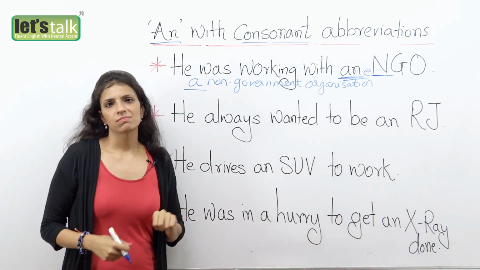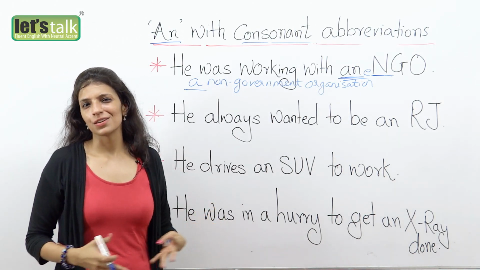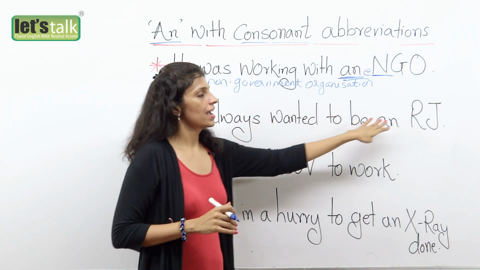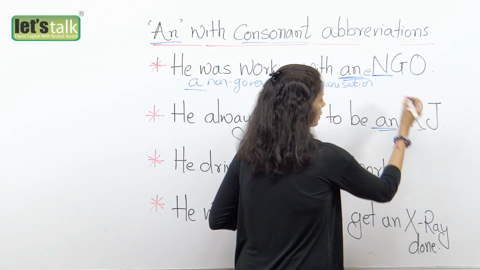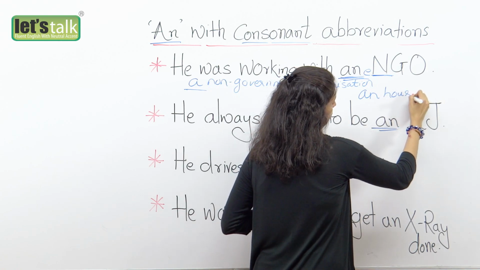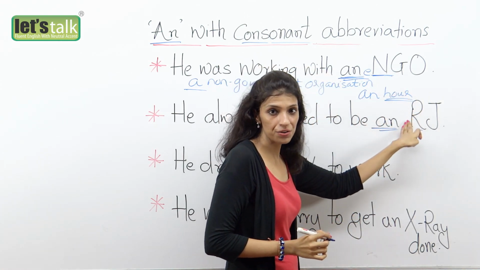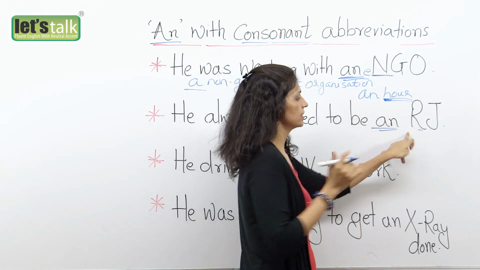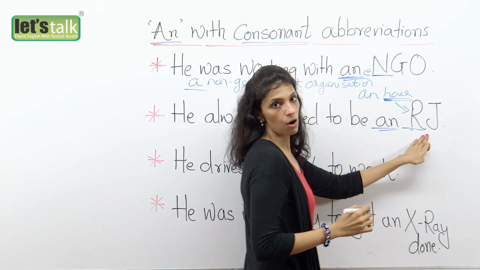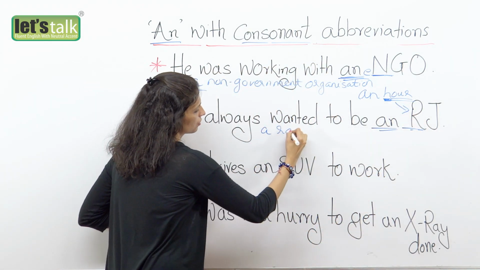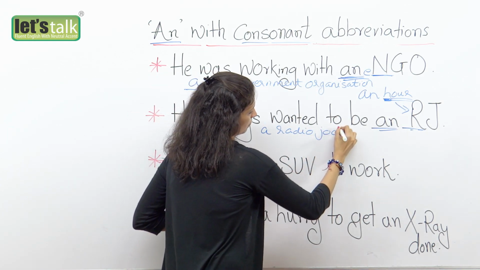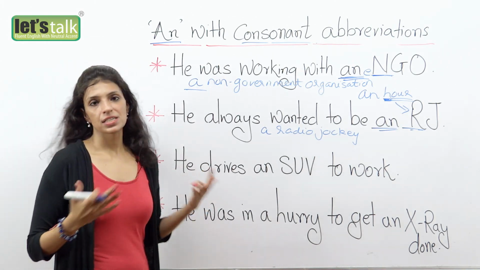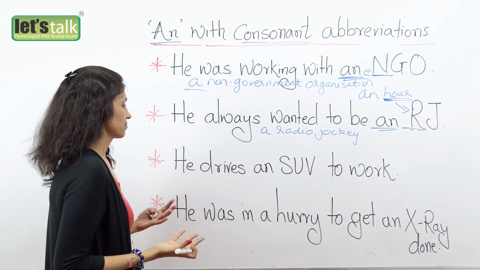Okay, I said quite strange because you always loved music and the whole day you were the only one playing loud music, and he said yes, he always wanted to be an RJ. So the same thing, an RJ, consonant letter with a vowel sound, likewise an RJ, or he always wanted to be a radio jockey.